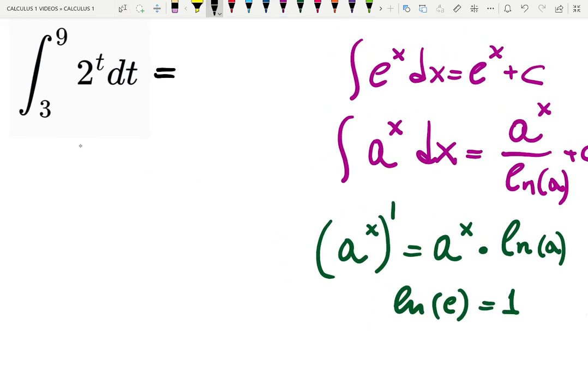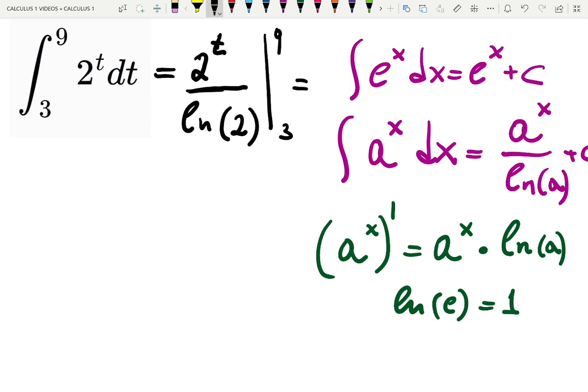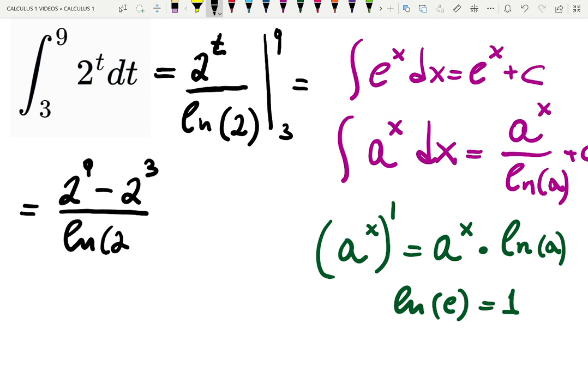The result of this integral will be copy 2 to the t and divide by the natural log of the base 2. Instead of plus c, I will have a bar from 3 to 9. And the answer follows right away. 2 to the 9 minus 2 to the 3 all over natural log of 2. And that is the final answer.